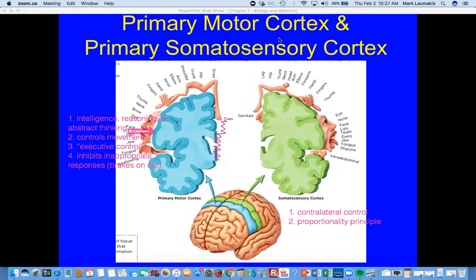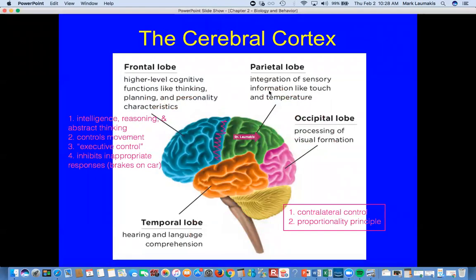So these two things are holding true here for the motor strip. And in a couple of minutes, when we come back to this slide, the same two principles are going to apply to the strip that is in charge of the sense of touch. We'll come back to that in just a couple of minutes. Okay, let's go back to the previous slide and talk a little bit more about the frontal lobe. So we've got intelligence, reasoning, and abstract thinking. We've got movement with that contralateral control and proportionally more space here in the cortex for parts where you can do more complex movements. Number three, I said, is executive control.